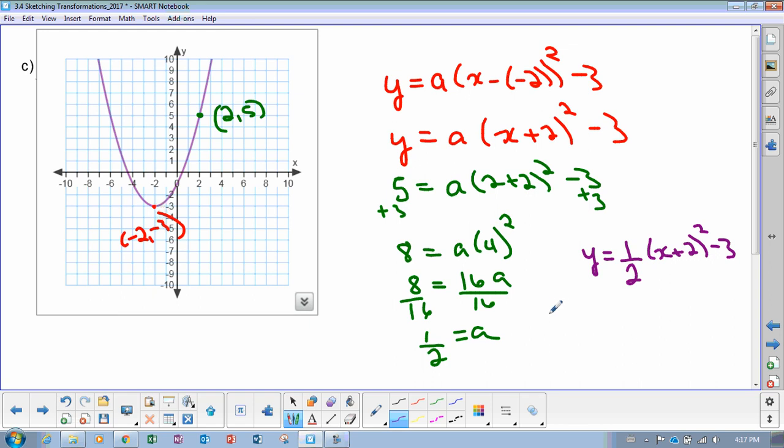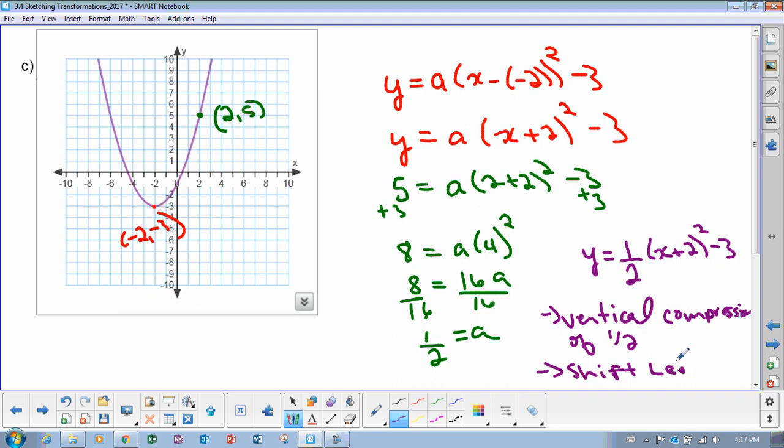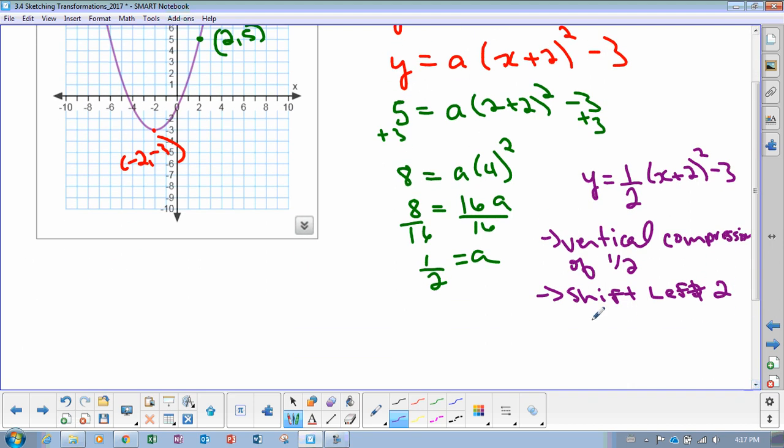So I have to list 3 transformations. There's a vertical compression of 1/2. There's a shift left 2 units. And there's been a shift up 2 units.